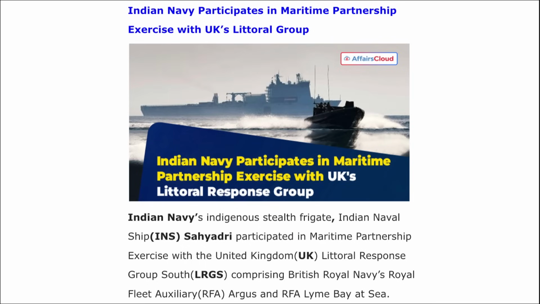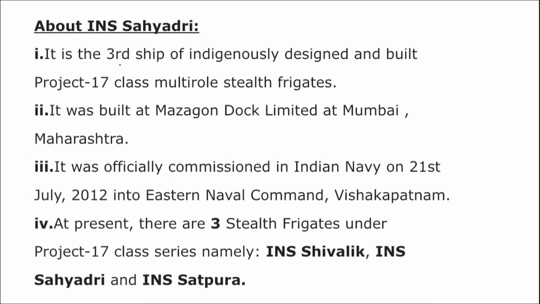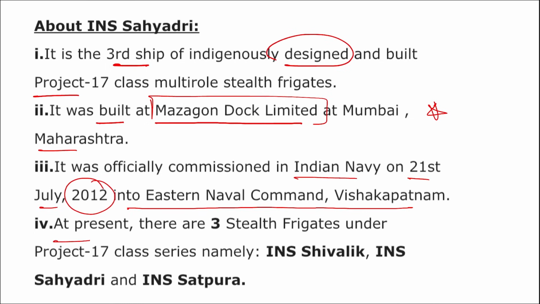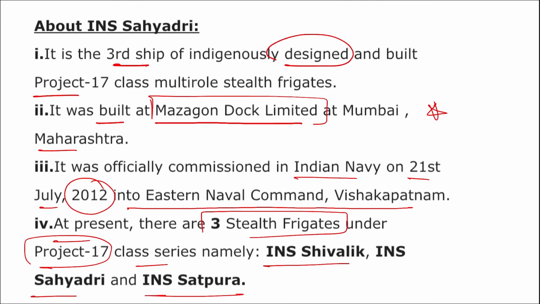Moving on, if we talk about INS Shahadri, it is the third ship of the indigenously designed and built Project 17 class. It was built at Mazagon Dock Shipbuilders Limited at Mumbai, Maharashtra. So remember, this question can definitely be asked: INS Shahadri was built by which organization? Then it was officially commissioned in the Indian Navy on 21st July 2012 into Eastern Naval Command at Visakhapatnam. And at present, there are 3 stealth frigates under the Project 17 class series. They are INS Shivalik, INS Shahadri and INS Satpura.